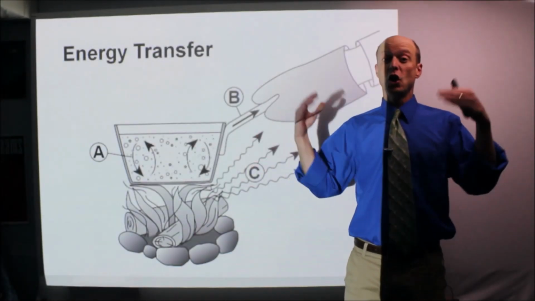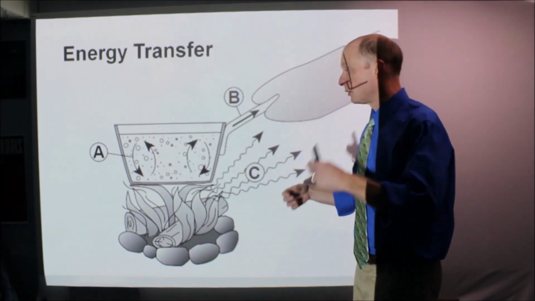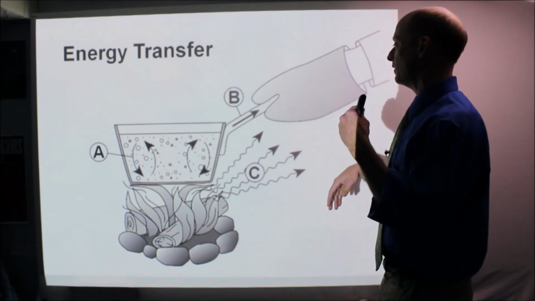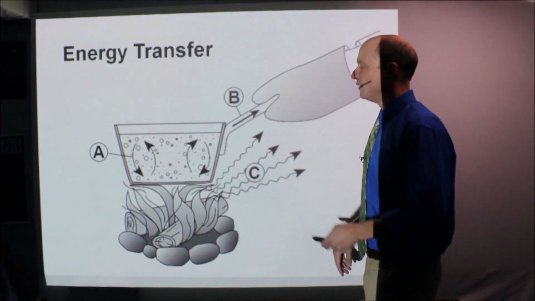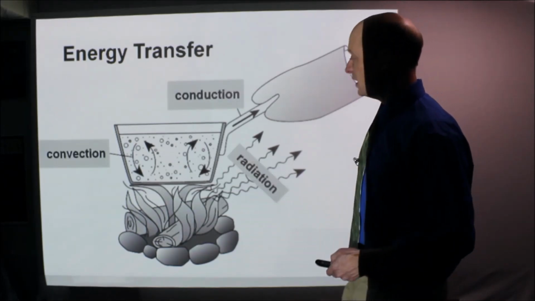Energy transfer. I often like to call it heat transfer. So you think of energy, you think of heat. But here we go. This diagram is a very typical science class diagram of three different types of energy being transferred. What you have is A, convection.